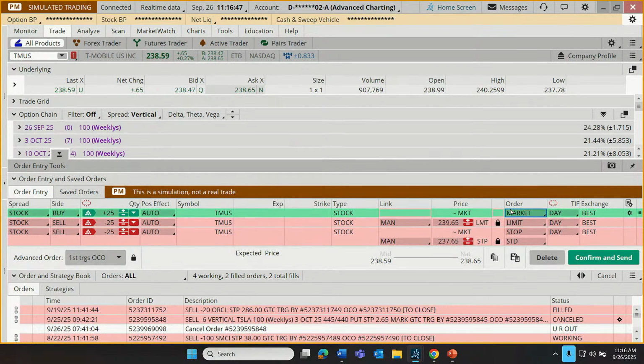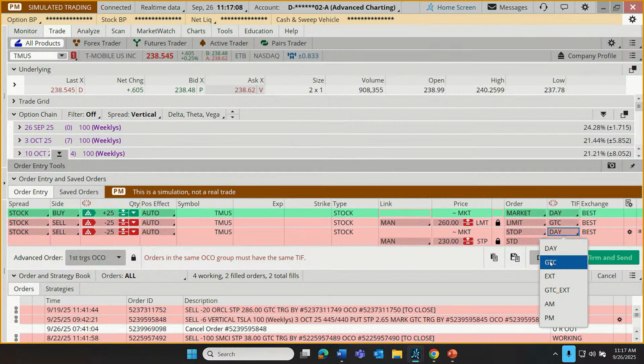I'm going to put this in as a market order. So that's literally saying we're willing to pay whatever the market price is. There are certainly risks associated with that. We're going to put our target, that's our limit order, up there at 260. And then our stop, we're edging it down below the recent lows to 230.